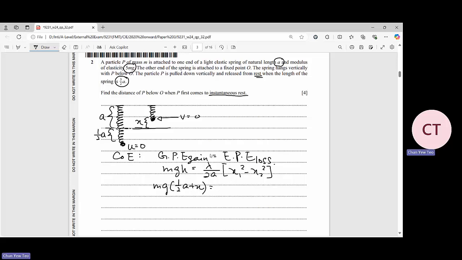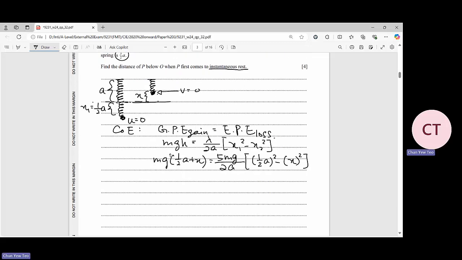So the lambda is given as 5mg here. The question gives the lambda as 5mg. The natural length is a. The extension at the very beginning, this is the x1. So the x1 is half a. When it reaches until here, the compression is x2. Okay, so this is what we have.